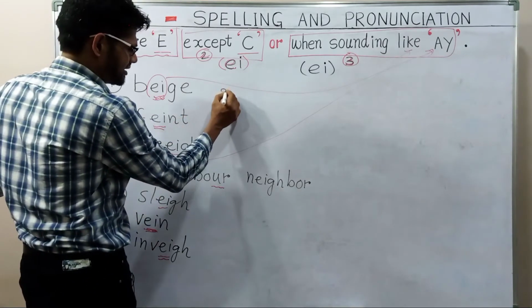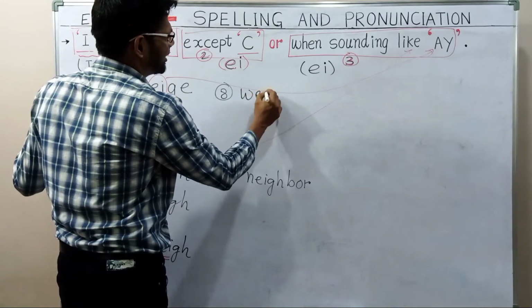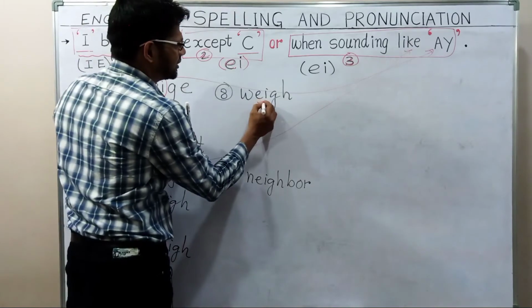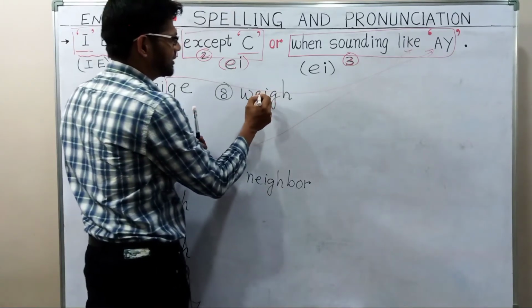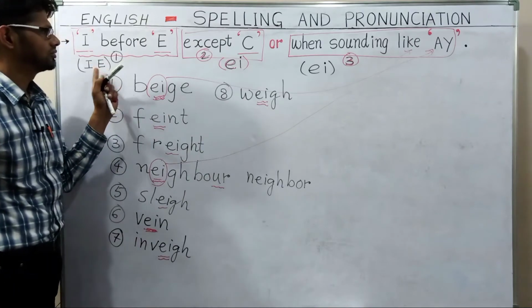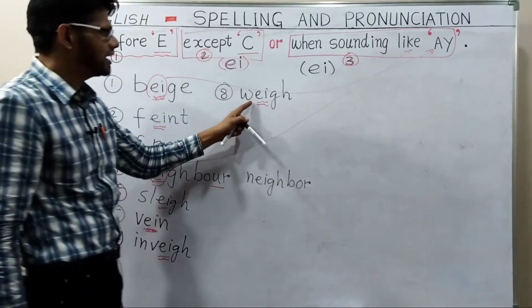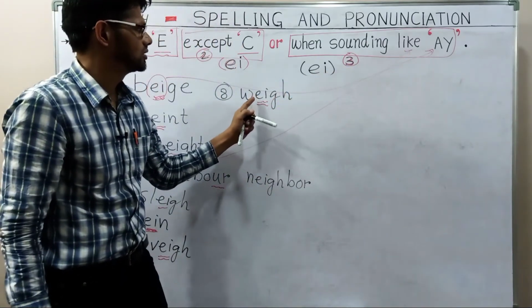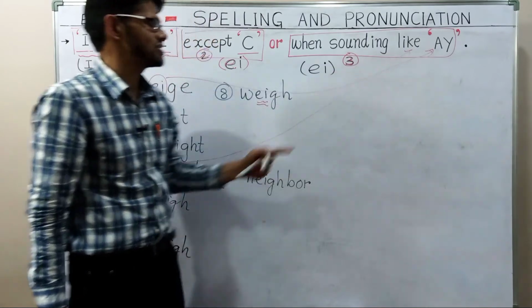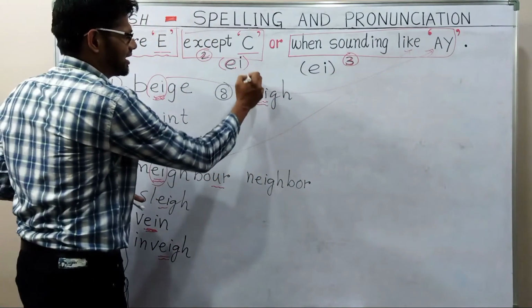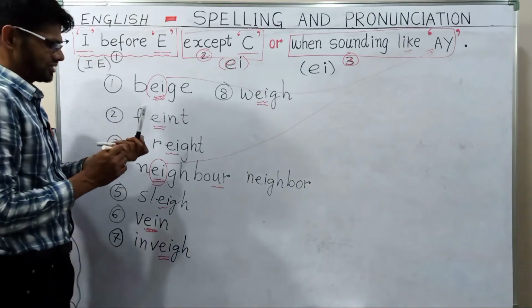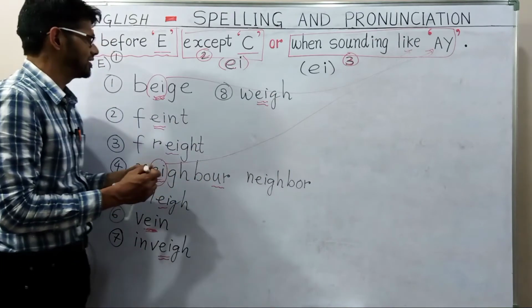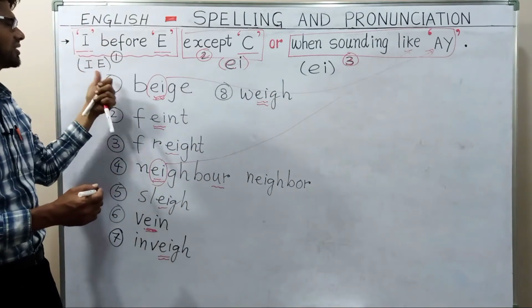Some more examples I can give you. Weigh, W-E-I-G-H, in the word weigh also, we have E and I. Why are we not writing I-E? Because this word is producing the A sound. In the middle, both the E and I produce the A sound. That is the reason we are writing E and I, not I-E. So when the word produces the A sound, then we have to write E and I.